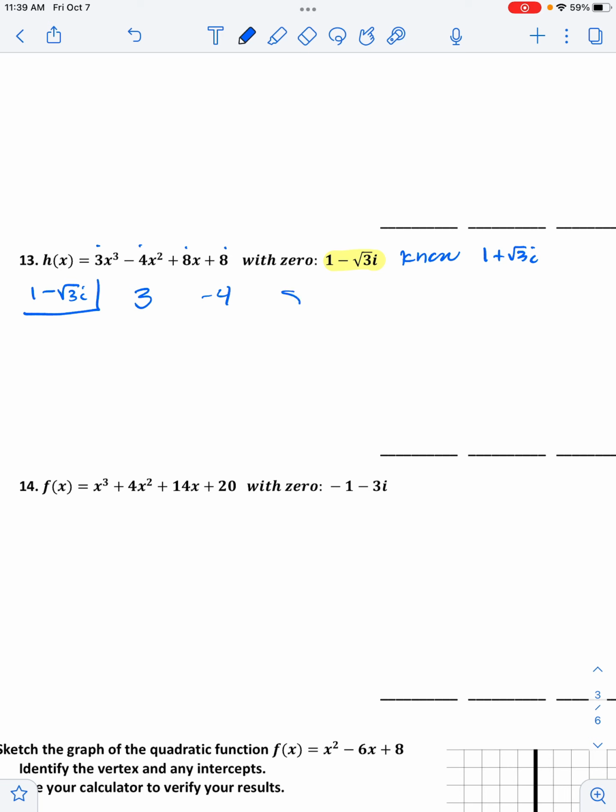Okie dokie. So it's the same method as always. It's just a little messier. I drop the 3, and now I still need to multiply. So I'm going to distribute the 3. I'm going to make a little spot over here to show my work.